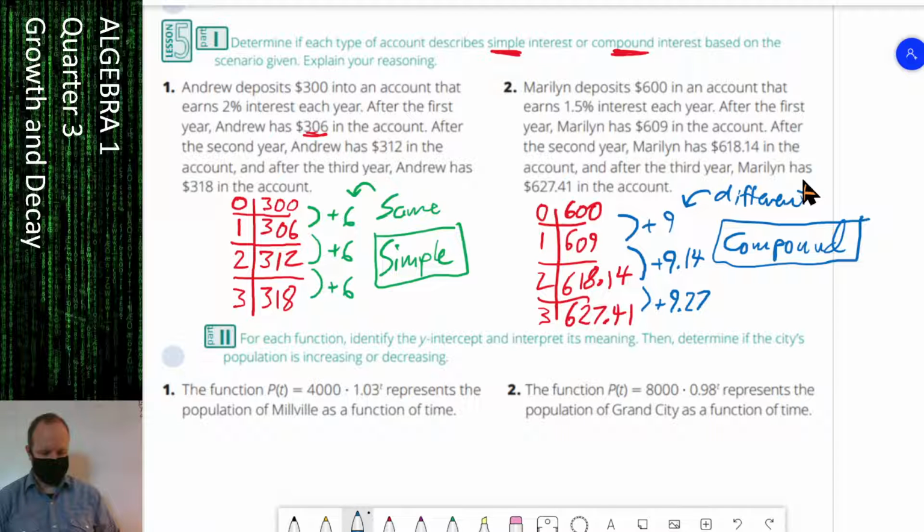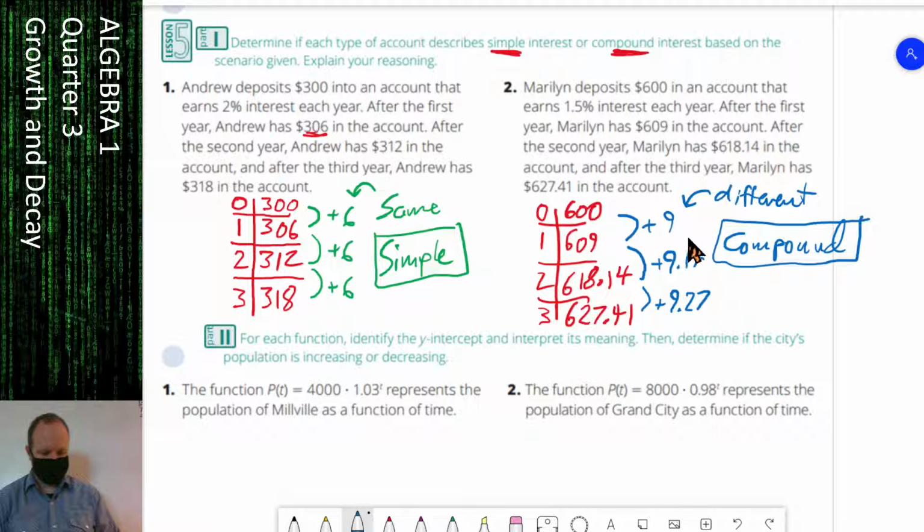And so if you sign up for a bank account and they give you simple interest, that means you're only earning interest on the initial amount that you put in there. If you take 2%, which is really multiplying by 0.02, so if you take 300 times 0.02, it gives you $6. You're getting $6 additional each year. So you're not gaining money off of the interest from the previous year.